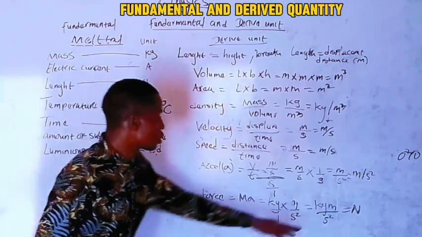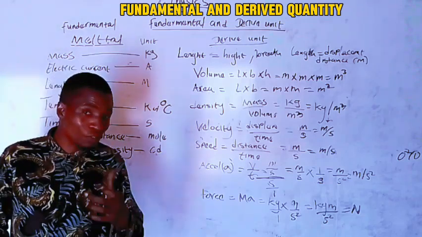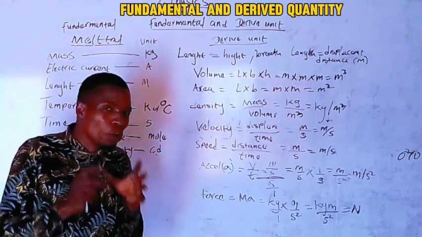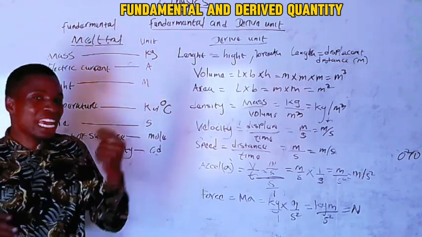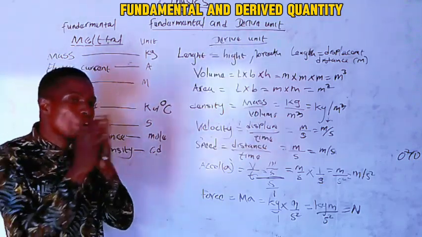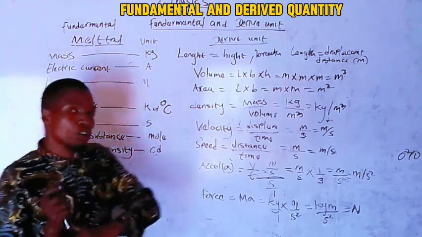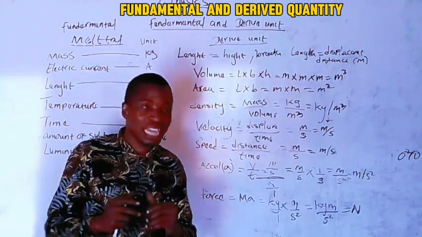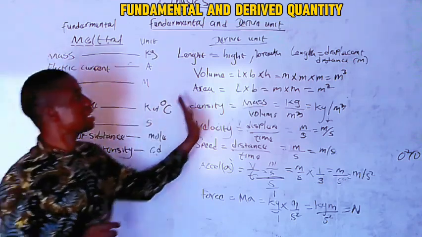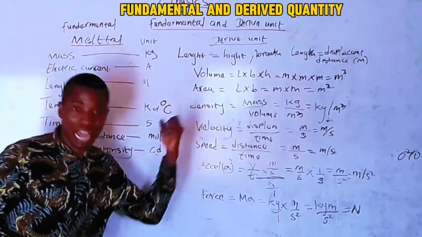Now that's Newton. We call this one Newton. Remember, I told us that physics is the study of the effect of matter. All those measurements, the instruments you can use to measure, they have their own units. Now we are talking about units. We have derived units, and we have fundamental units. You see, I'm deriving it using the fundamental units to get the answer.